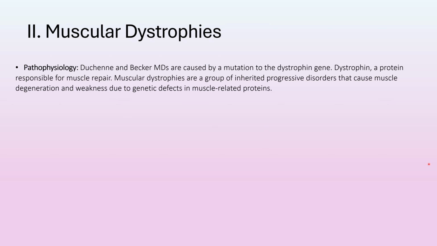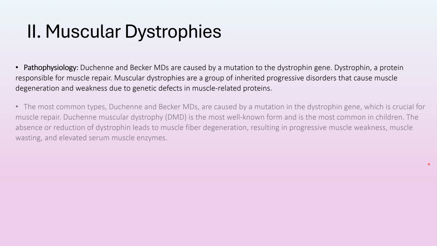Muscular dystrophies. Pathophysiology, we know that Duchenne, DMD, is the well-known form, most common in children, males between 5 and 24 years old. Genetic component caused by a new genetic mutation. Becker, primarily prevalent in males, typically occurs in childhood.